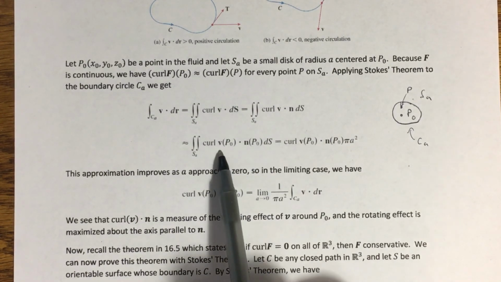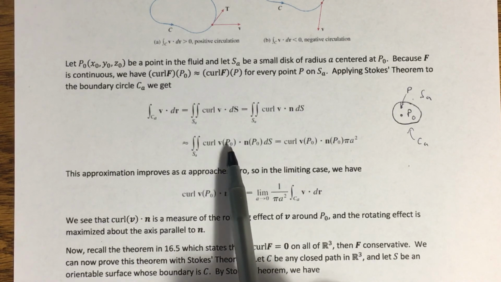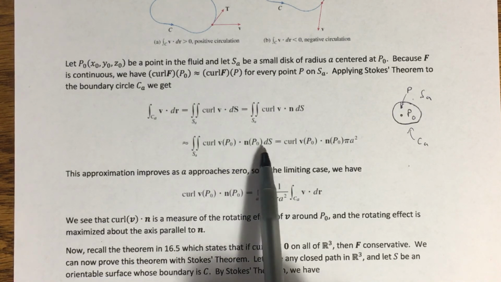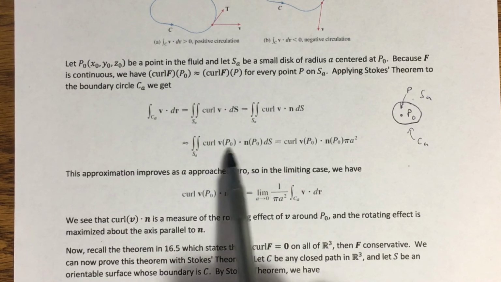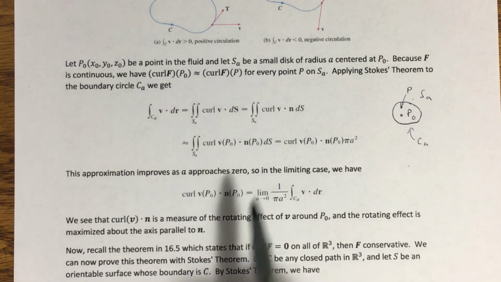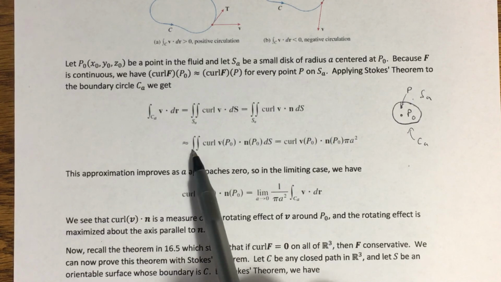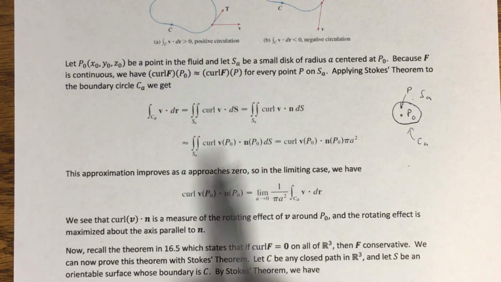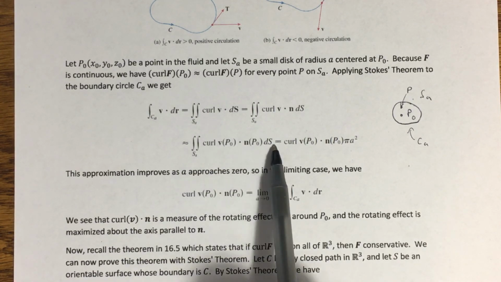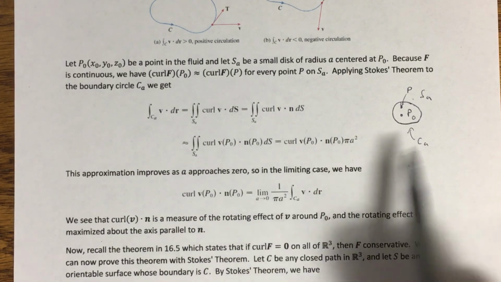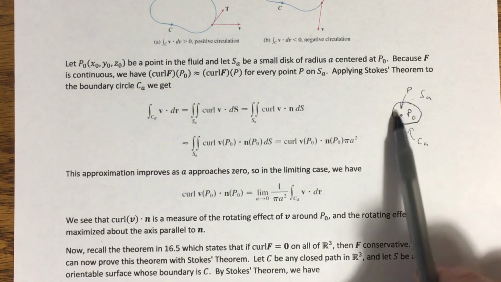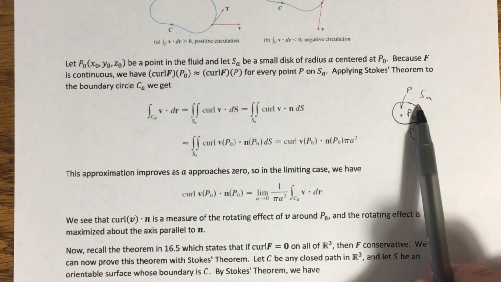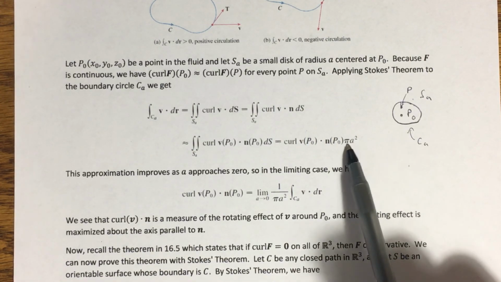The point of going from here to here and using this approximation is that because I'm using a specific point P naught, this whole thing in here becomes a constant. You can bring that constant out of the surface integral, and what's left is the surface integral over S of dS. If you remember, the result of that will just be the area of that surface. Now this area would be pi A squared because the surface is a disk of radius A.